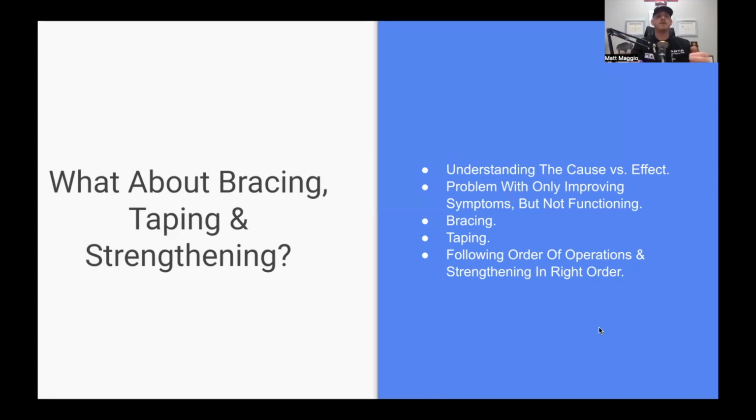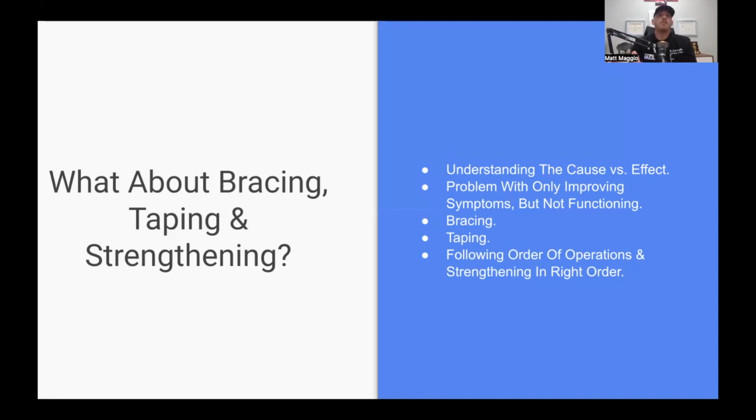And a lot of treatments out there really only improve the symptoms, but they don't improve the function. And when they don't do that, it's going to cause a lot of issues. It's actually very dangerous. Just because the client feels better doesn't mean they're better. It's putting them in a bad situation that can cause bigger problems down the road.